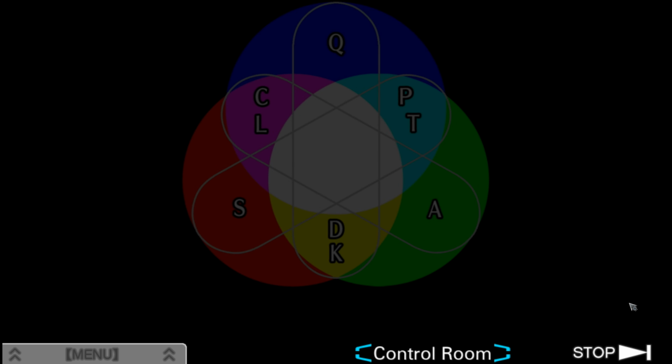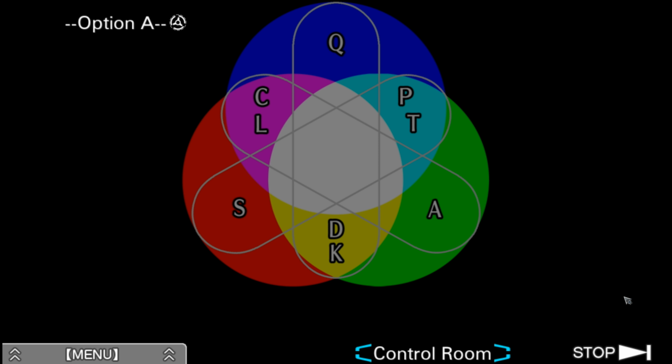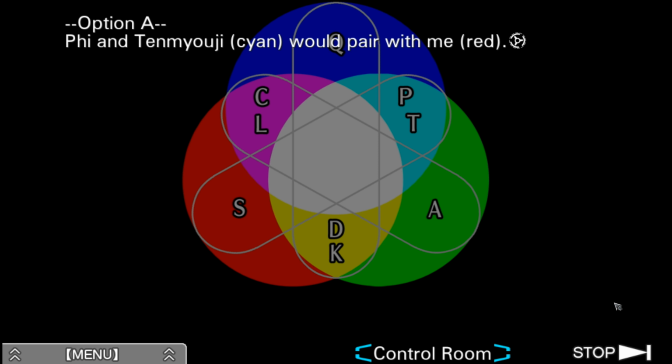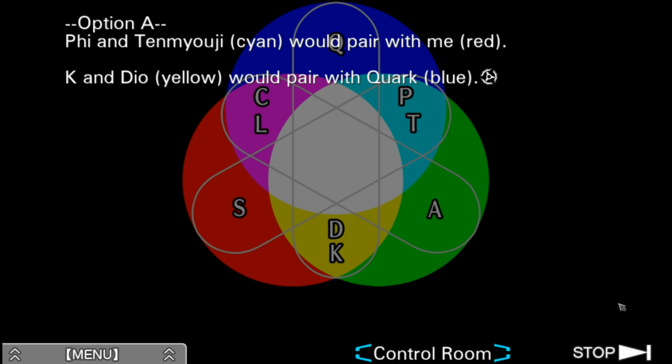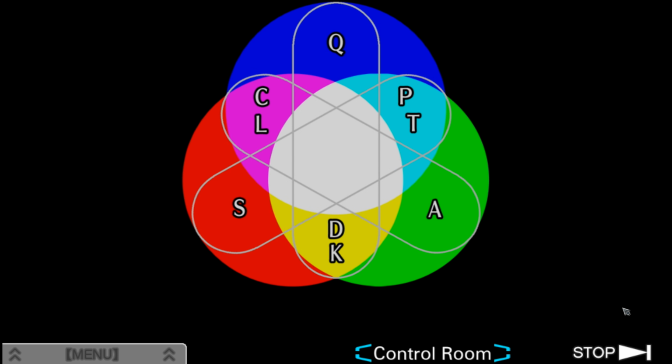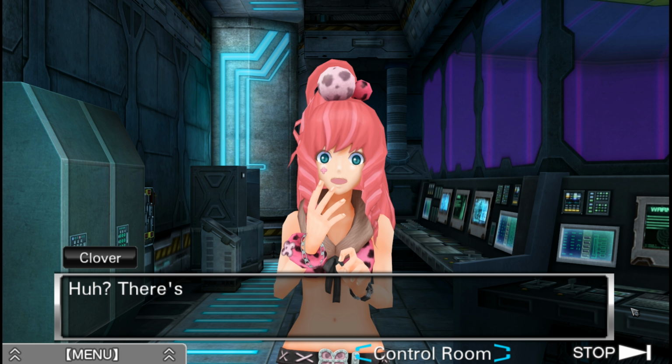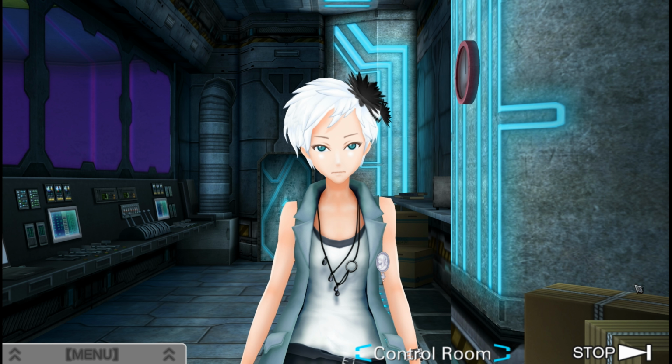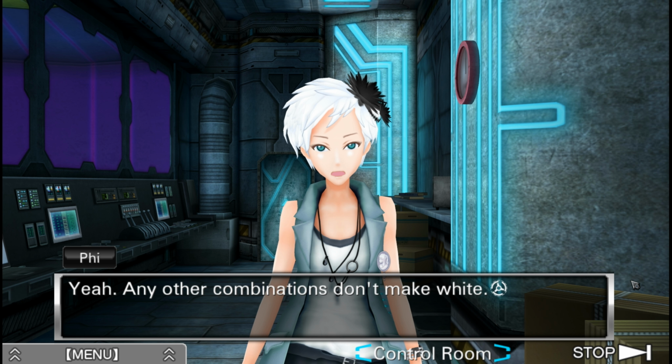Boy, I'm glad you're here to do this, Fi, because it would have been a lot of paperwork to figure it out. Fi laid out what that would mean. Option A. Fi and Tenmyoji would pair with me. Kay and Dio would pair with Quark. Clover and Luna would pair with Alice. Huh? There's only one option? That's it. Any other combinations don't make white.